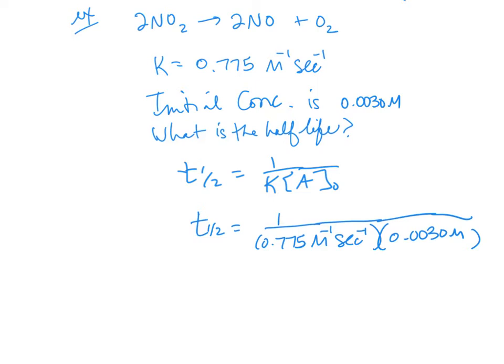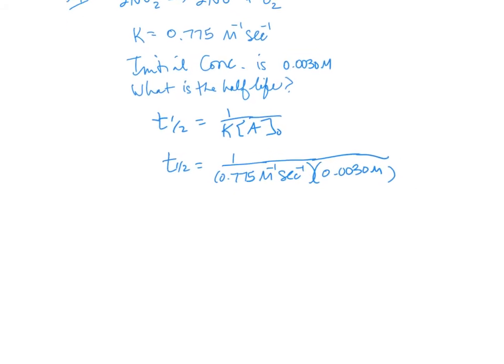Notice that the molar to the -1 cancels with the molar. So we have 1 over seconds. So the seconds come up into the numerator. The units for the half-life should be seconds. All units for half-lives have to be in time. We start with seconds and then can switch them out if we need to do that. All right, so solve for that. And that is 430 seconds.